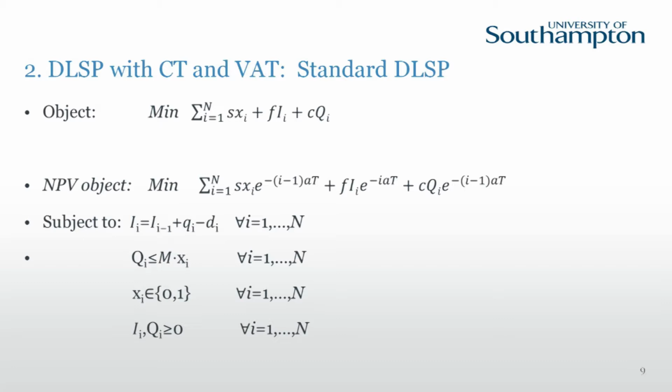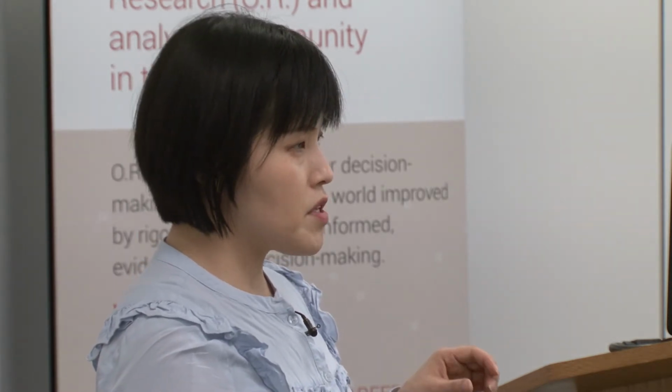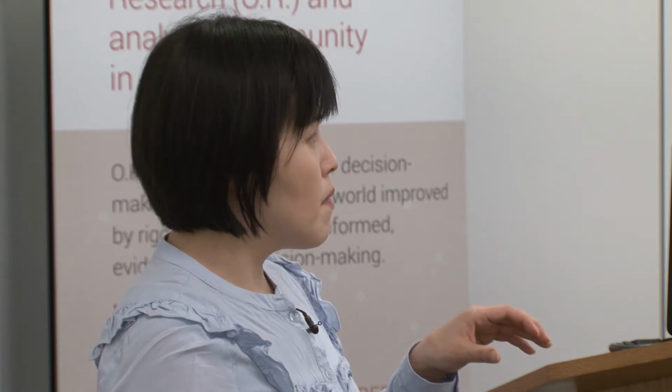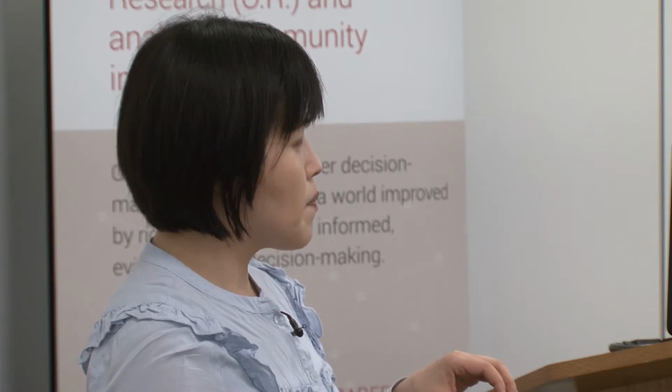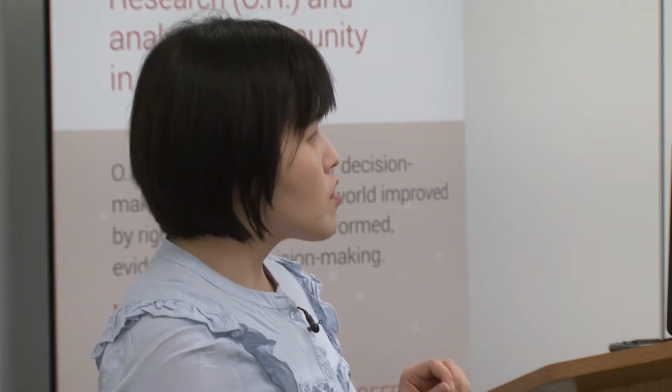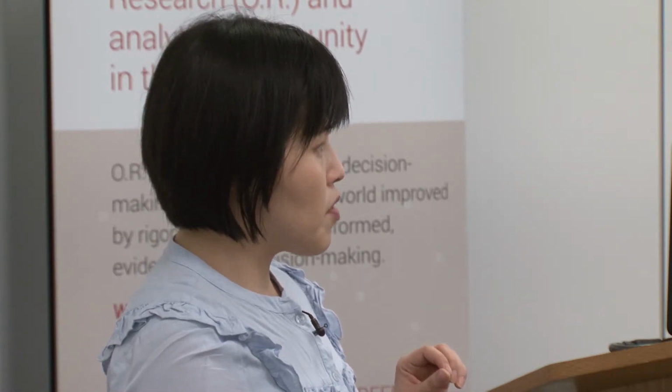And our method is based on the NPV method, so we want to rewrite this objective function with time delay factors. We're thinking that the setup cost and the purchasing cost happen at the beginning of the period, so they are discounted by the time element here. And the holding cost only happens at the end of the period. So we're using the discount factor e^(-i alpha T), and the constraints stay the same.